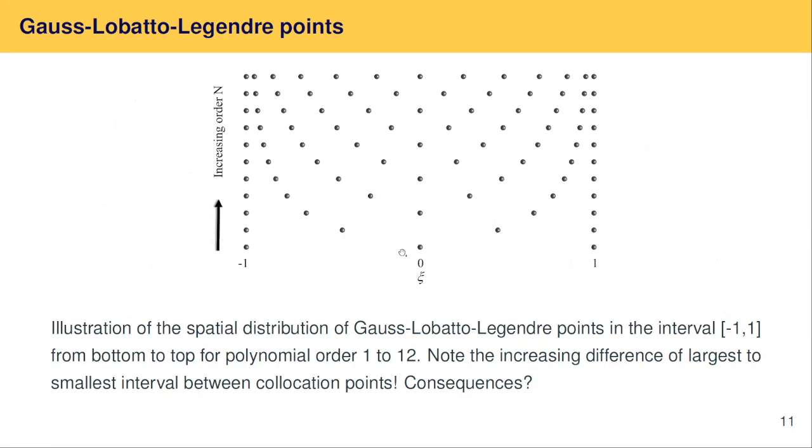So we start here at order 2. Order 2, quadratic function, you have 3 points. And in this case, you have evenly spaced points. As soon as you go to n equals 3, you see that the central distance here is larger than this. You can also see that the ratio between the smallest and the largest is increasing, actually linearly.